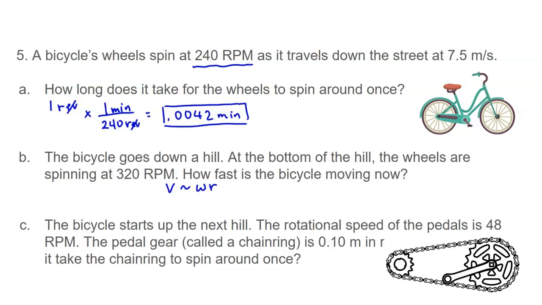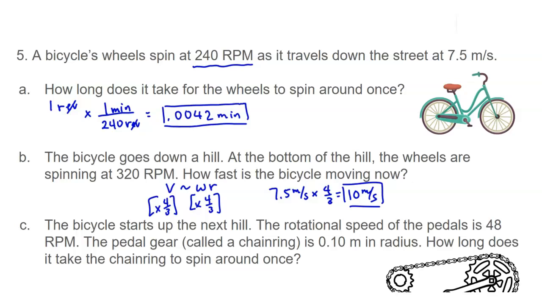And since the rotational speed has increased by 4/3, okay, if you take 320 divided by 240, we get 4/3. So this has changed by 4/3, which means that the linear speed will also change by a factor of 4/3. So what was the original speed? 7.5 meters per second times 4/3, and we get 10 meters per second.